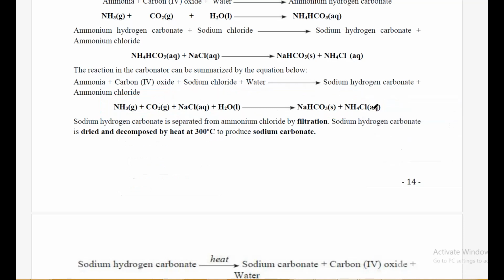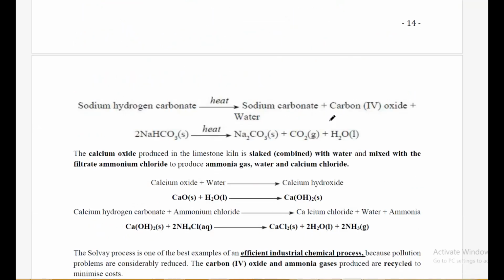Ammonium chloride is aqueous, sodium hydrogen carbonate is a solid. Ndio maana inapelekwa kwa filtration. Ikishafika kwa filtration, ammonium chloride inapita kama filtrate, and then sodium hydrogen carbonate inabaki kuwa residue. Then inapelekwa kwa roaster, inachomwa, inatengeneza sodium carbonate. This is the reaction in the roaster, where sodium hydrogen carbonate is heated to produce sodium carbonate, carbon dioxide, and water. And these two are recycled. This and this one are recycled.